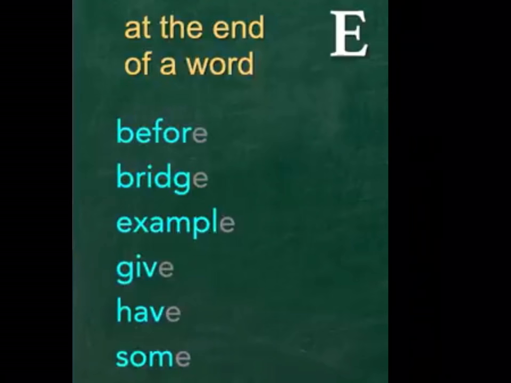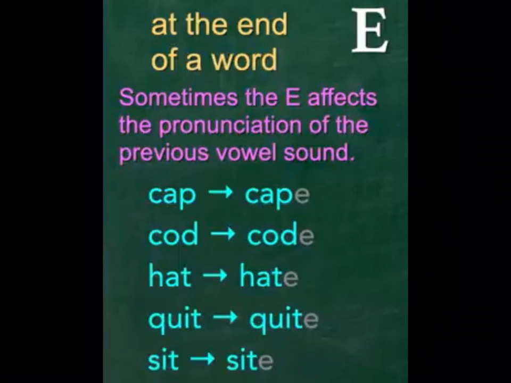Now, sometimes E affects the pronunciation of the previous vowel sounds. Here we have words on the left and we have words on the right. We have cap, C-A-P, and if we add an E to it, it becomes cape. So we have two different words, two different meanings.